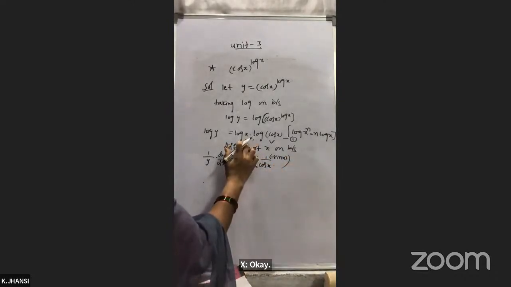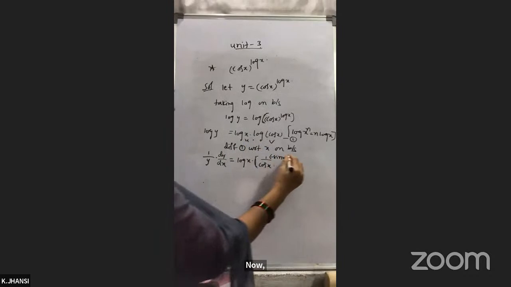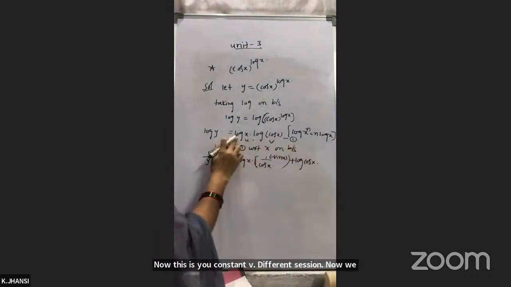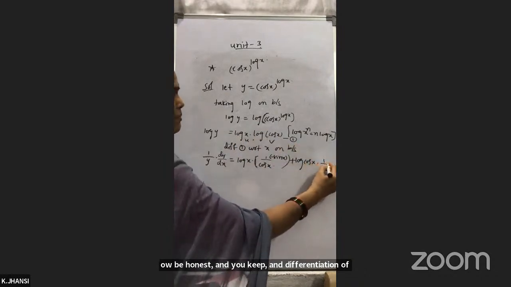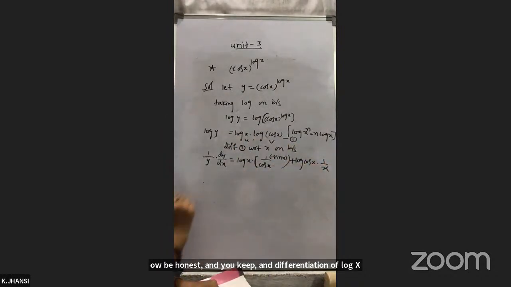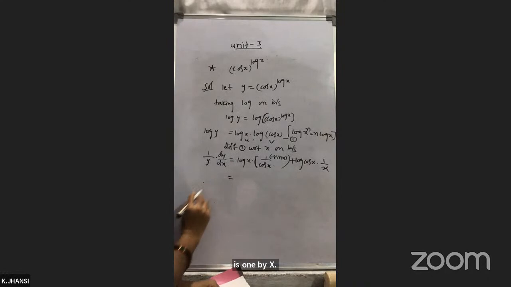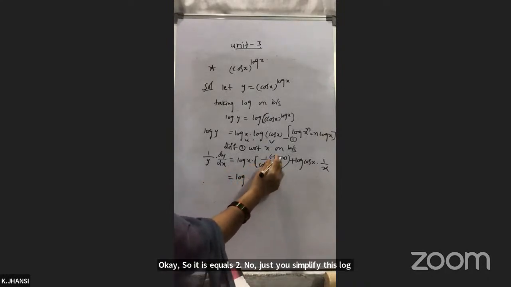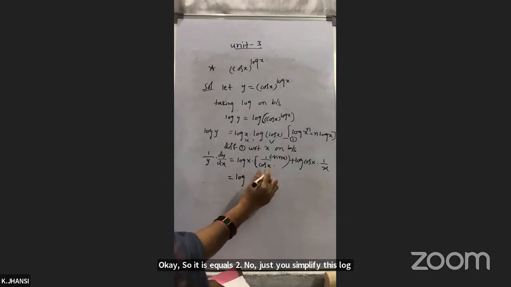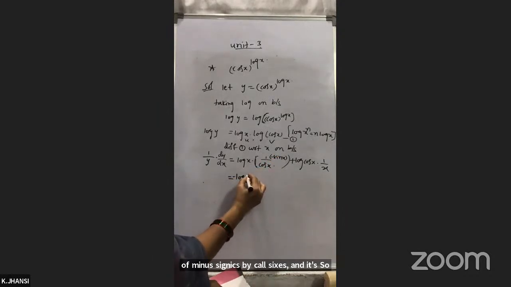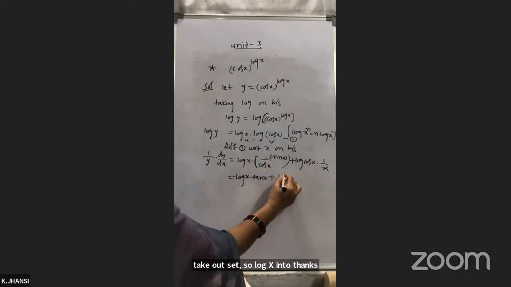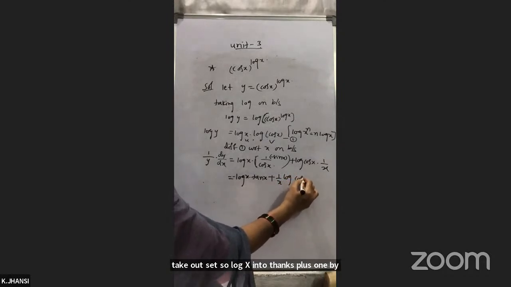Now this is u constant, v differentiation, plus now v constant you keep, and the differentiation of log x is 1 by x. Now simplify this: minus sin x by cos x is tan x, so take the minus outside. So it is log x into tan x, plus 1 by x into log of cos x.